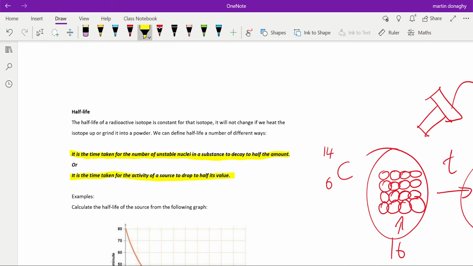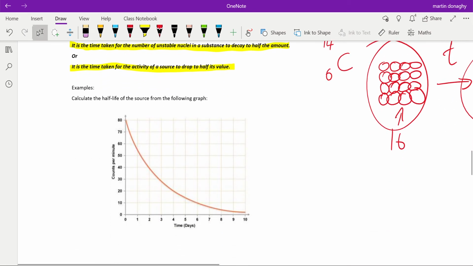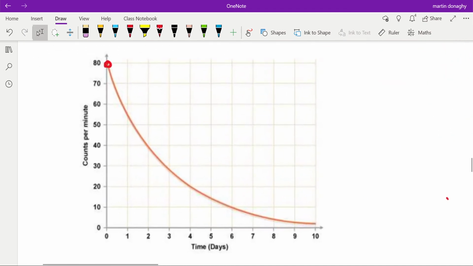The next video we'll look at the maths behind this without graphs, but just leading on from your Skittles experiment, here's an example. It says calculate the half-life of the source in the following graph. So what we do is, it starts off with 80. It's the time taken for that to get to half its value, and if we look closely at this graph, you should see that's about there.